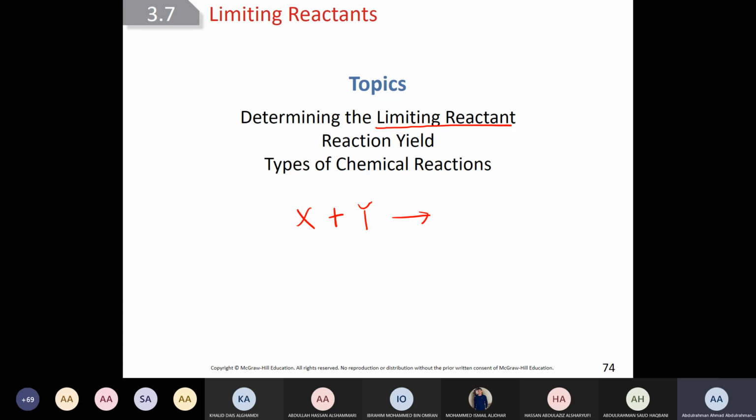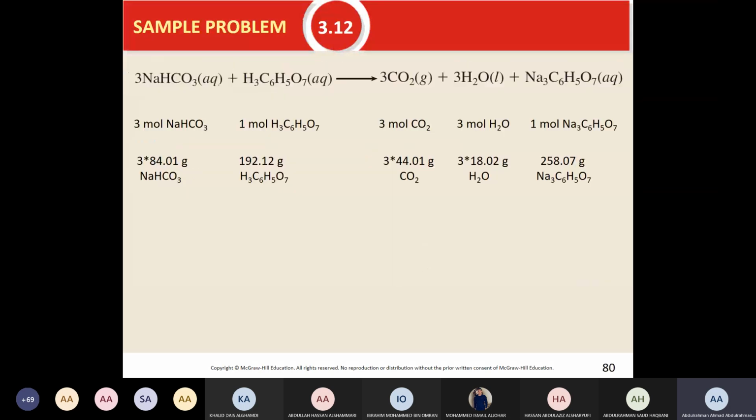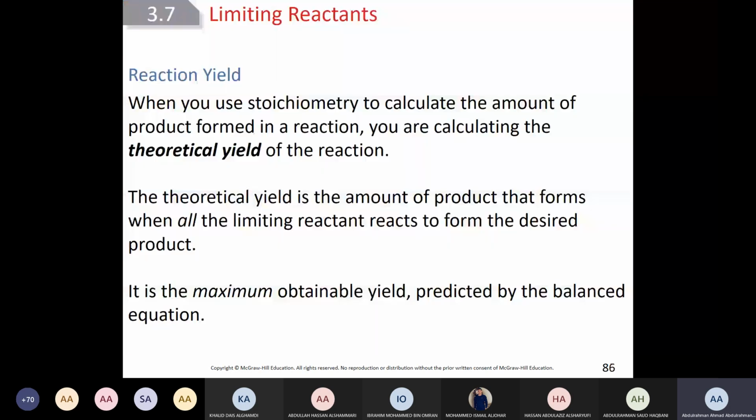We have to check first. The one that will finish first is the limiting reactant. Limiting reactant. All right, clear? Good. Let's go now to something else.